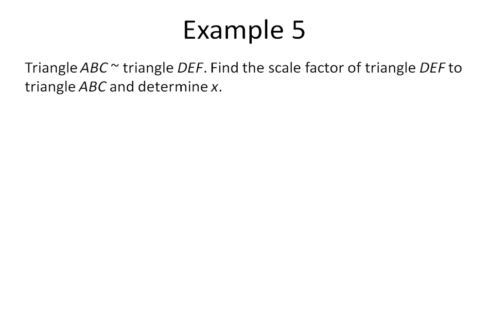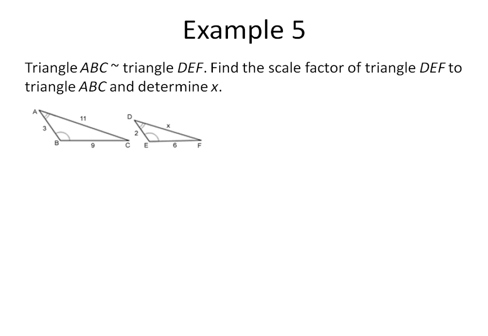Triangle ABC is similar to triangle DEF. Find the scale factor of triangle DEF to triangle ABC and determine what x is. Okay, so here's what we got. We know that all three angles are the same because two of them are marked congruent, and in a triangle, if you know two of them, you also know the third one, because they consistently have to add up to 180.